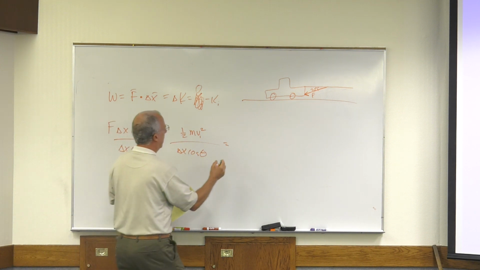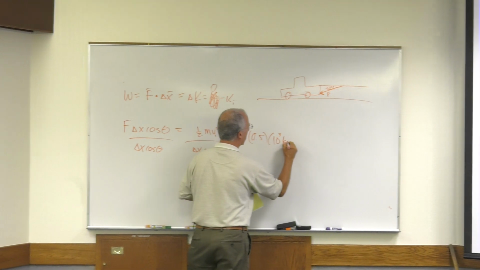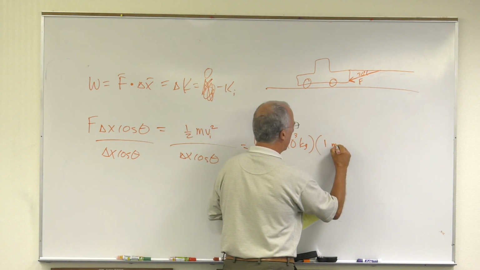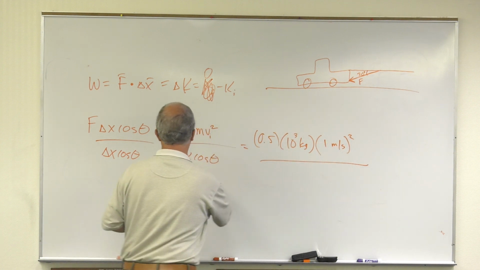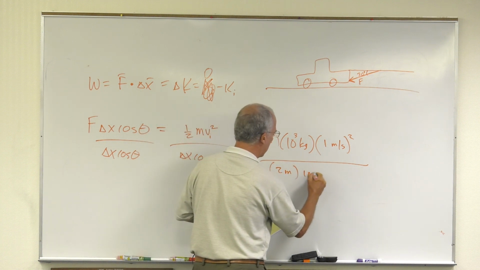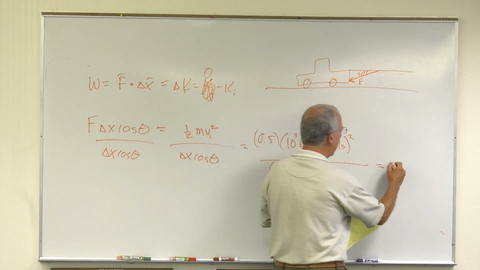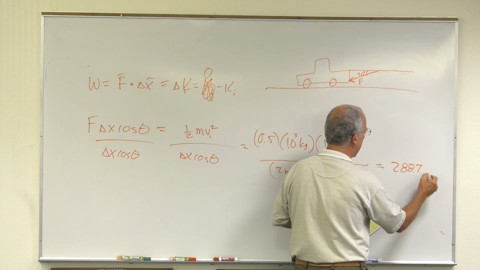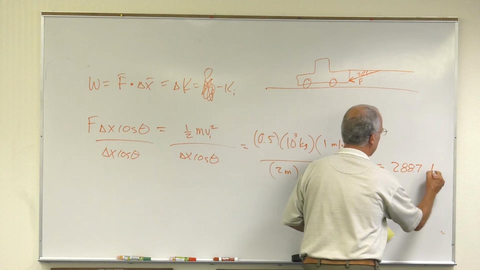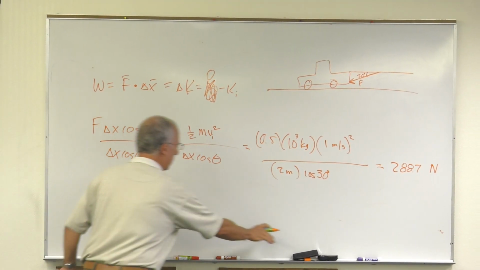Okay, so let's do it. Why not? 1/2, mass is 1,000 kilograms. Velocity initial, what's that? 1 meter per second. Delta x is 2 meters. Cosine theta, cosine 30 degrees. You work that out, and you get 288.7 newtons. Okay?